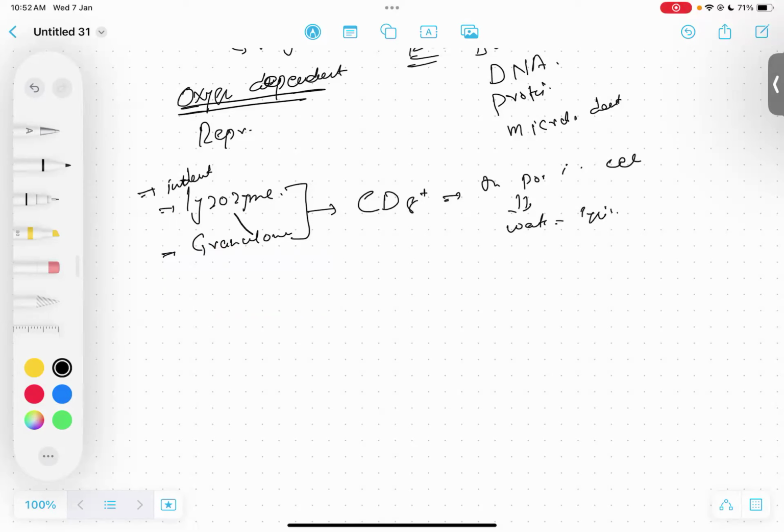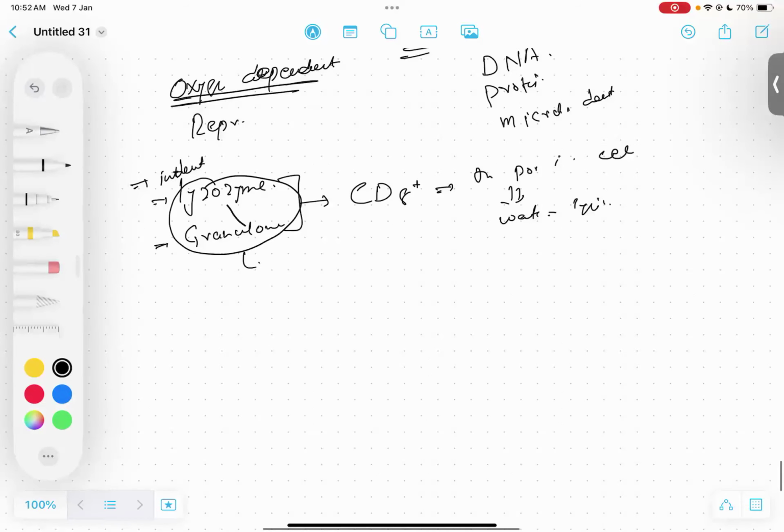So these are the two types, oxygen dependent and oxygen independent killing, and the oxygen independent one is not that powerful. Okay, doctors? Oxygen dependent killing is usually the most powerful because it will form different types of acids, and this will completely eliminate the bacteria.